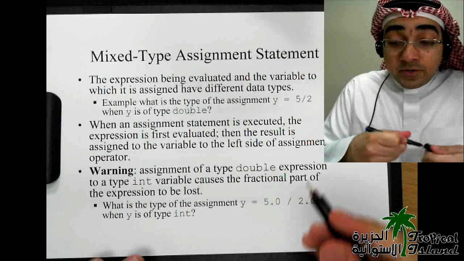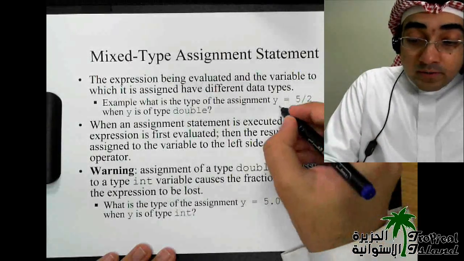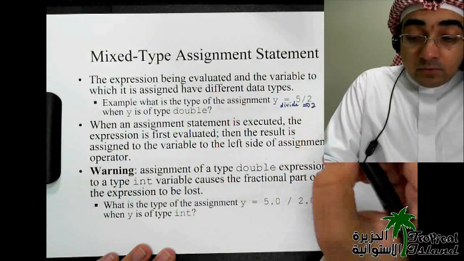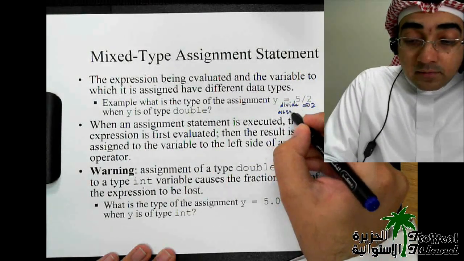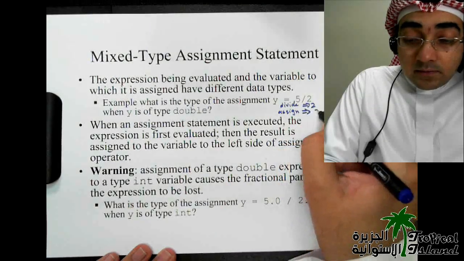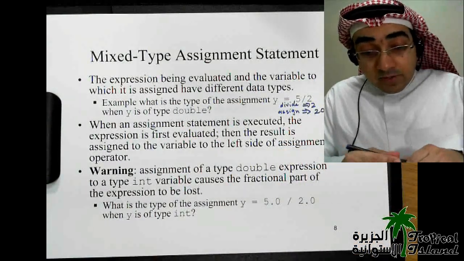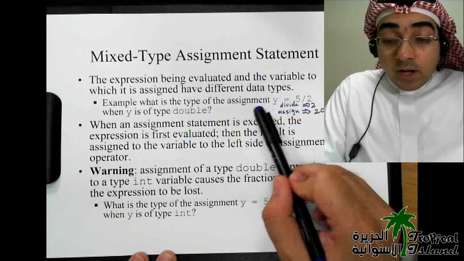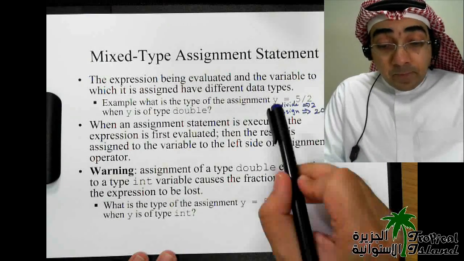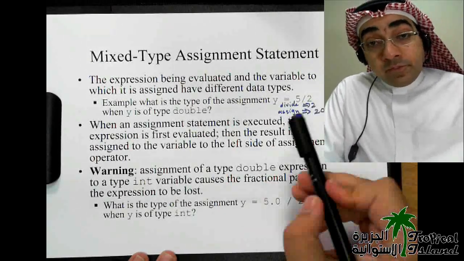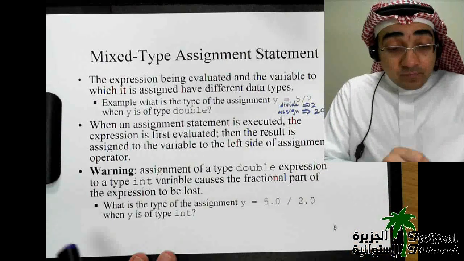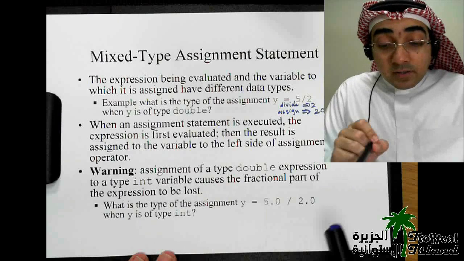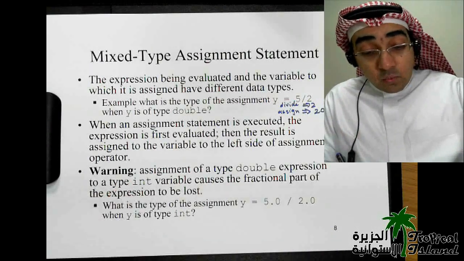Don't mistake it to be 2.5 just because y is a double, because the division over here is an integer division. So rule number 1 is divide, you get 2, then assign, you get 2.0. So 5 divided by 2 is 2, and then you assign the output to y, so it becomes 2.0 because y is a double. If y was an integer, fine, the result would stay 2. When an assignment statement is executed, the expression is first evaluated, then the result is assigned to the variable on the left side of the operator.